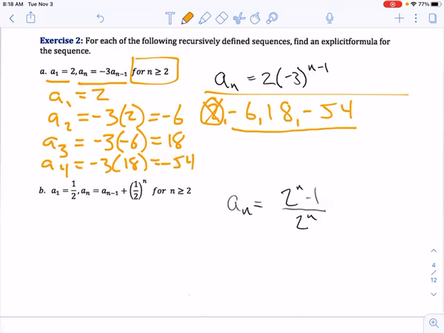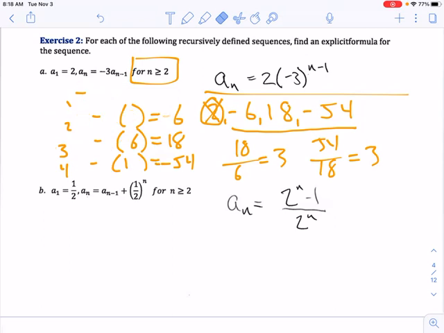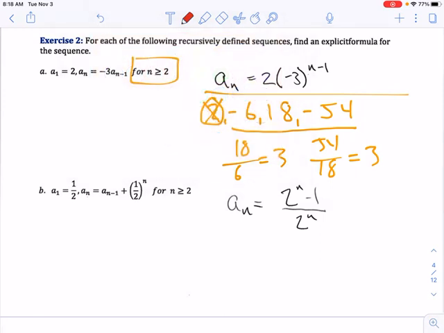Well, I notice that 18 divided by 6 is 3. 54 divided by 18 is 3. There is a common ratio here. So this is a geometric relationship. This is a geometric sequence, right? And looks like I'm going to have to get rid of some of this. So the geometric sequence, remember, takes the form a sub n is equal to a sub 1 r to the n minus 1.